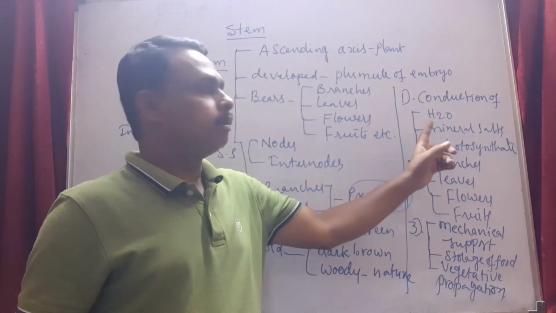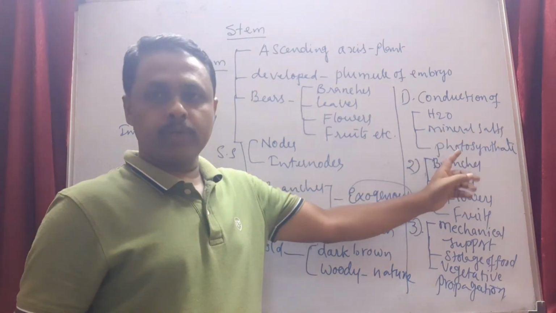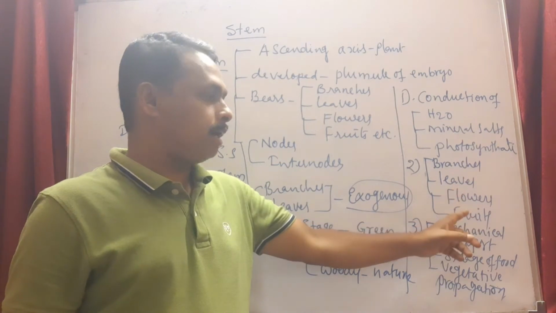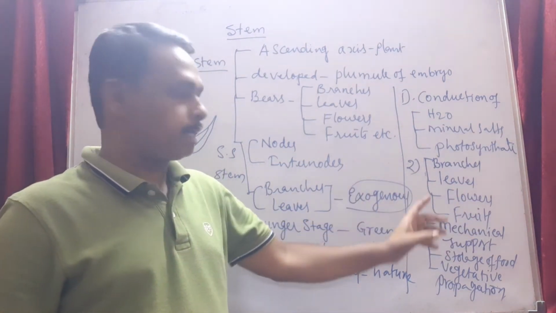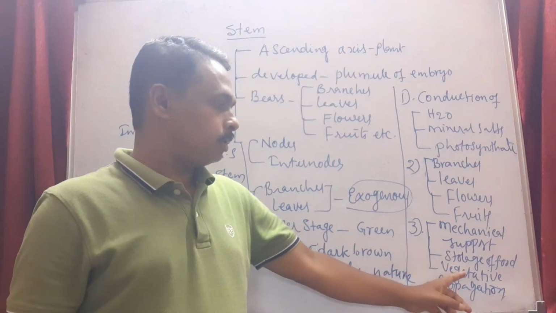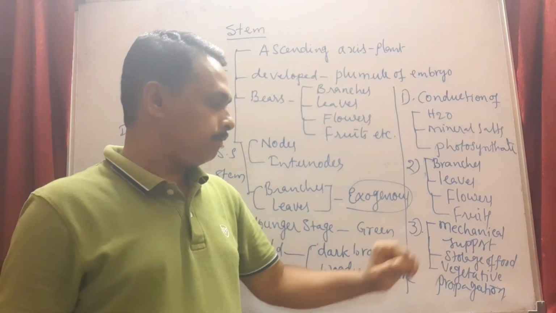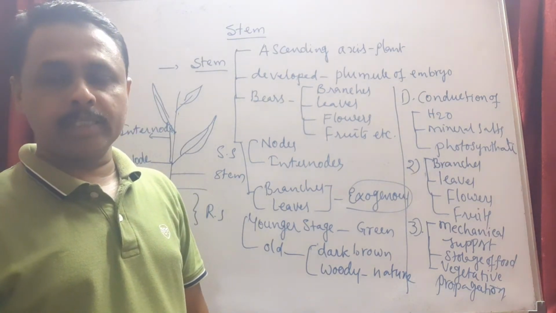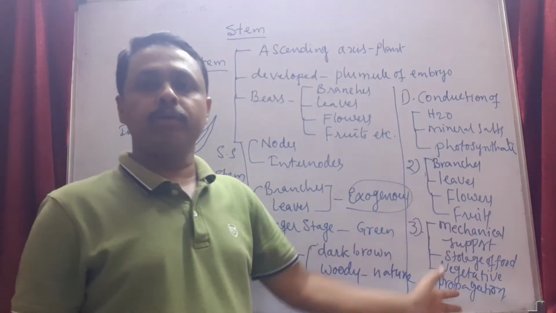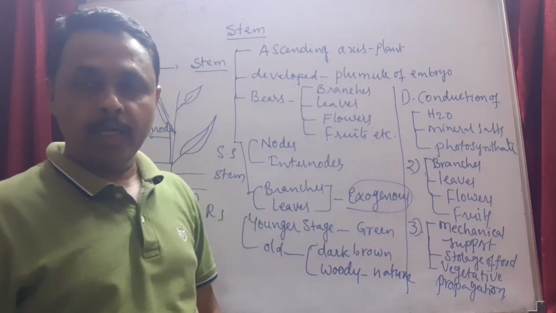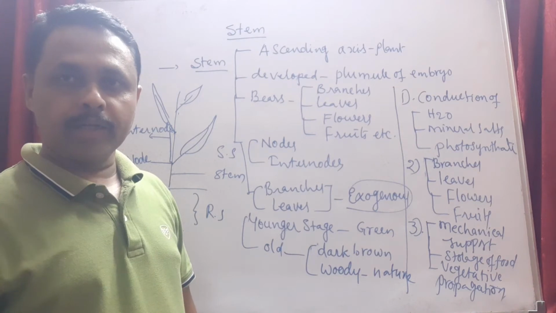Conduction of water, mineral salts, photosynthate. Branches, leaves, flowers and fruits are borne by the stem, which provides mechanical support, storage of food and vegetative propagation, that means the development of new generations. So these are the important functions that are carried out by the stem, right?